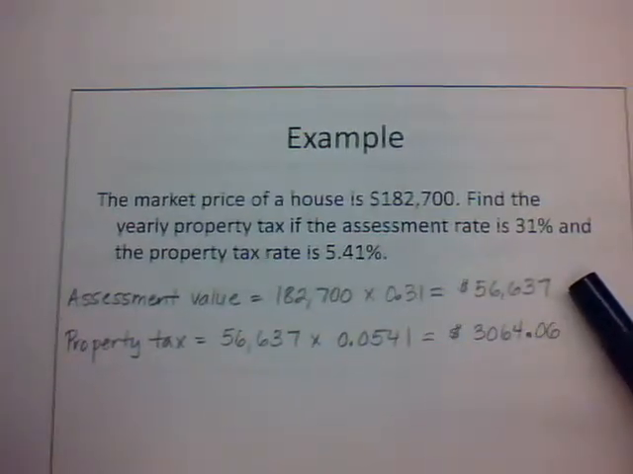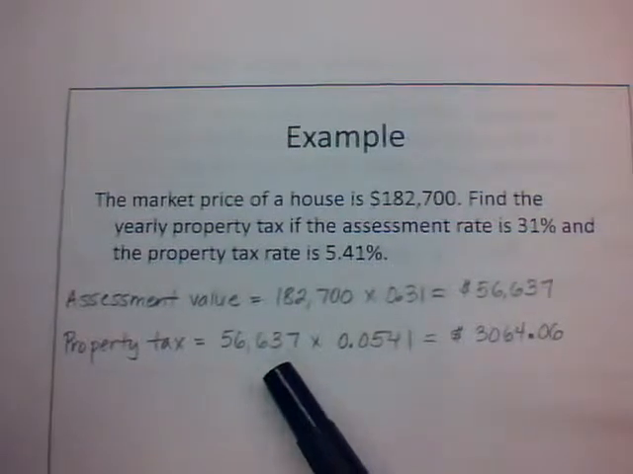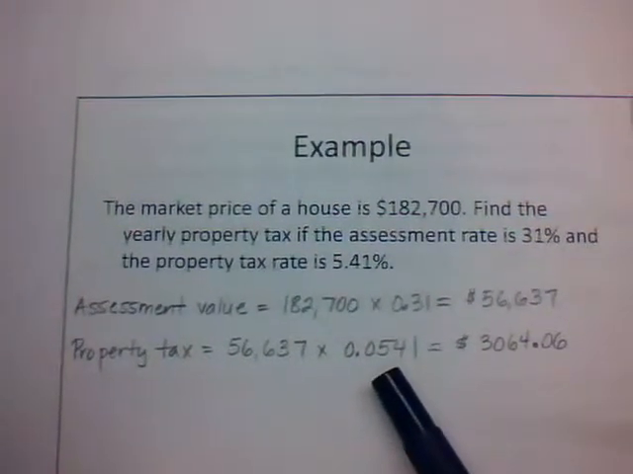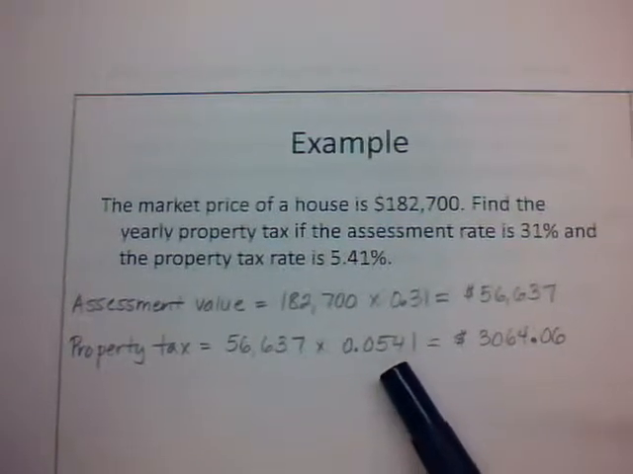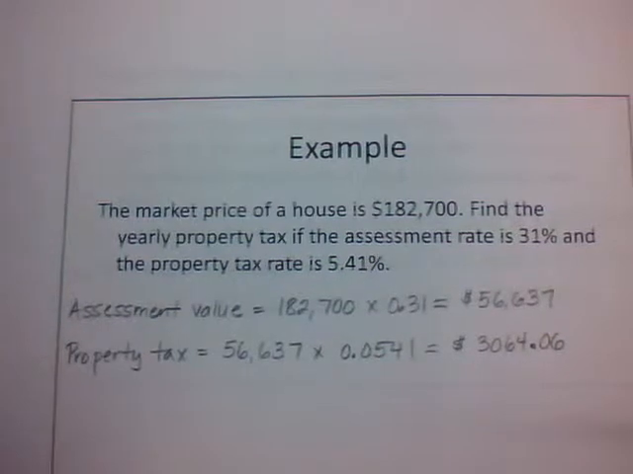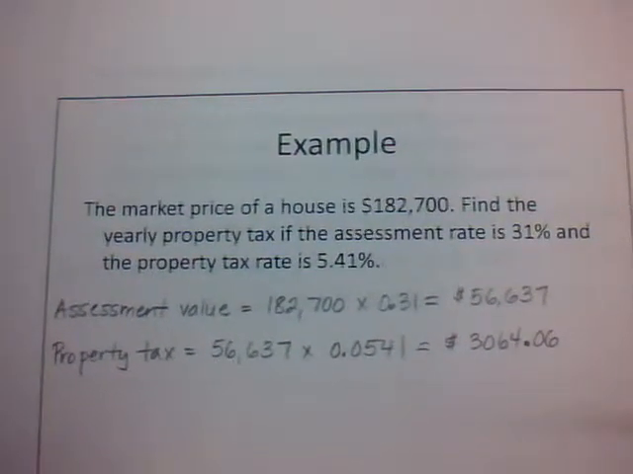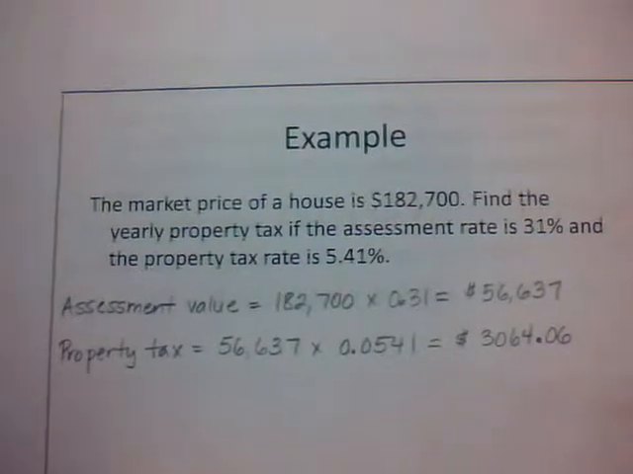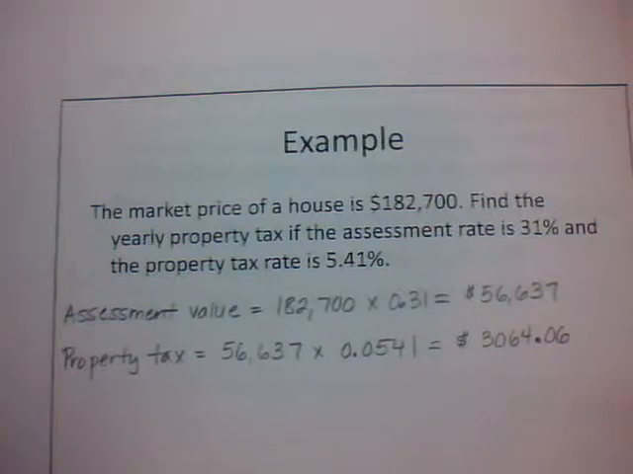And then from that, we find out what the property tax is going to be. So we take that assessment value of $56,637, multiply that by 5.41%, as the decimal will be 0.0541. When we multiply those two together, you'll get $3,064.06. That would be the property tax, or the yearly property tax on the house at $182,700.